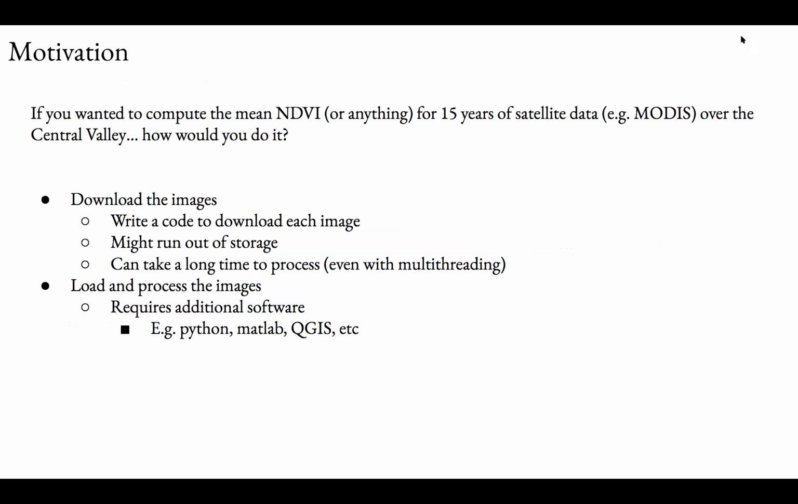Okay, so motivation. Let's say this is a question for the room. Let's say you wanted to calculate the mean of something, NDVI or some Landsat band, for 15 years of data for the entire Central Valley. How would you do it before Earth Engine? This is how I would do it; people might do it differently. This could take hours to run and hours to write, frankly, depending on the data and how it's stored.